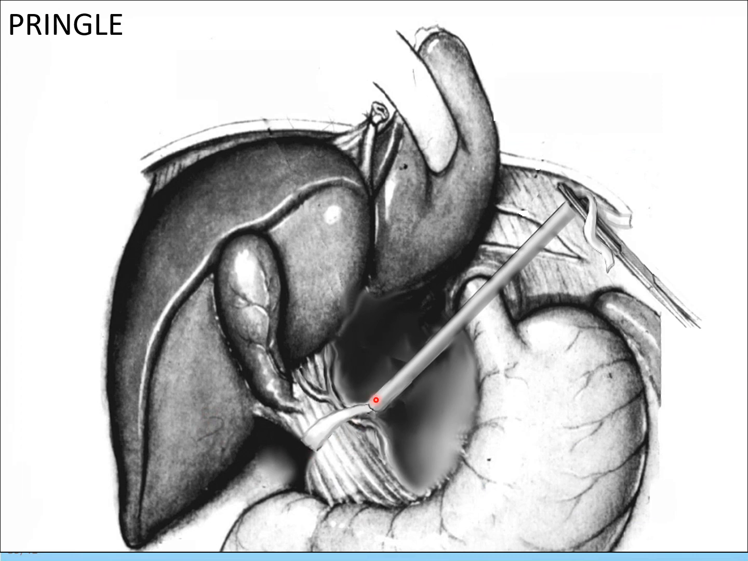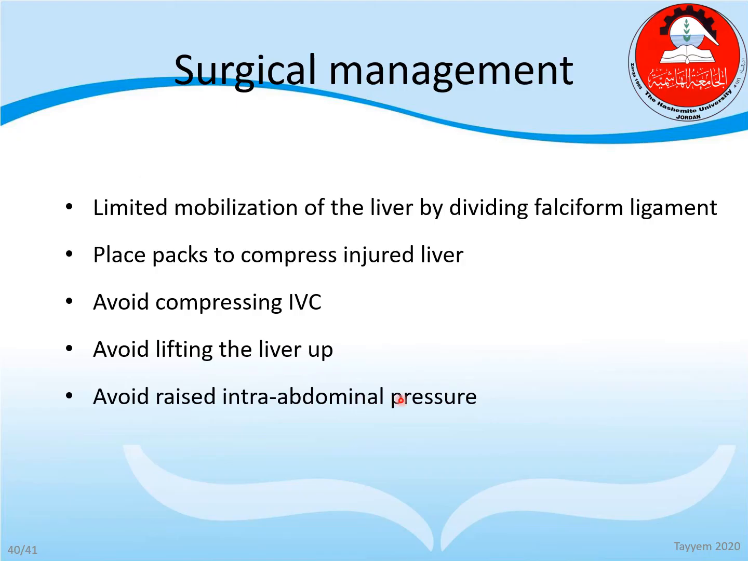And this is just to show you how to do the Pringle maneuver. You pass the clamp around the foramen of Winslow, and you clamp the hepatic pedicle, which will contain the hepatic artery and the portal vein, and that's helpful in most types of liver injury. Limited mobilization of the liver by dividing the falciform ligament will help. Packing will compress the majority of injured livers.